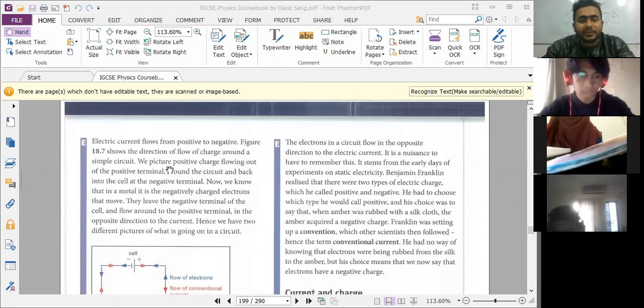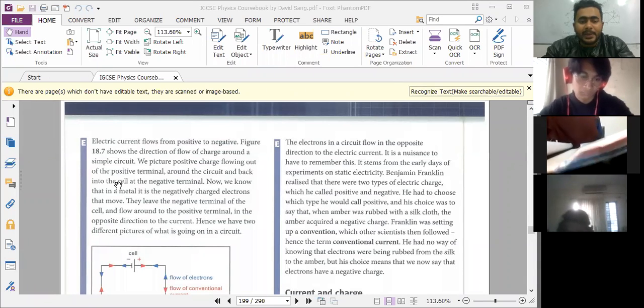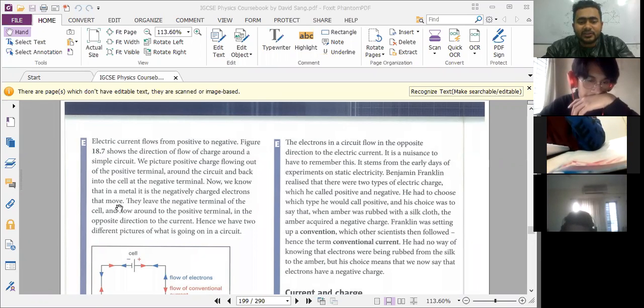With the blue and the red arrow. We picture positive charge flowing out of the positive terminal around the circuit and back into the cell at the negative terminal. Now we know that in a metal it is the negatively charged electron that moves.